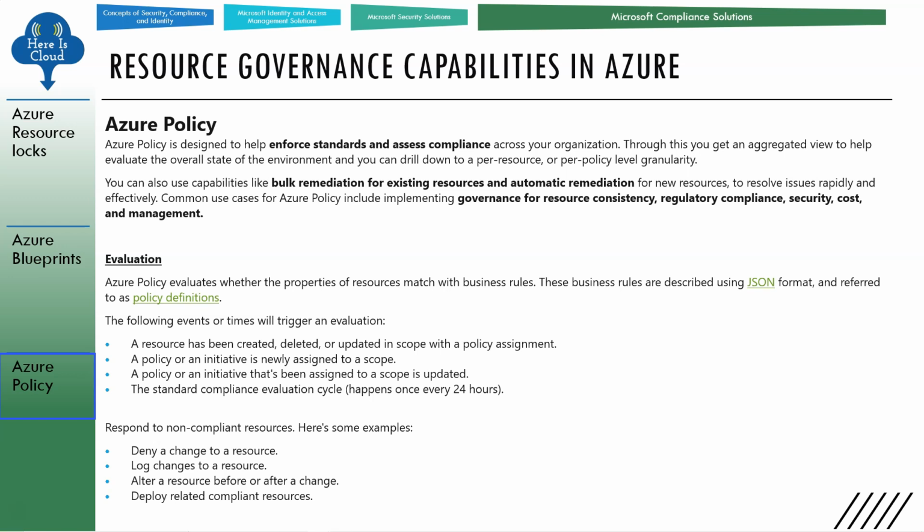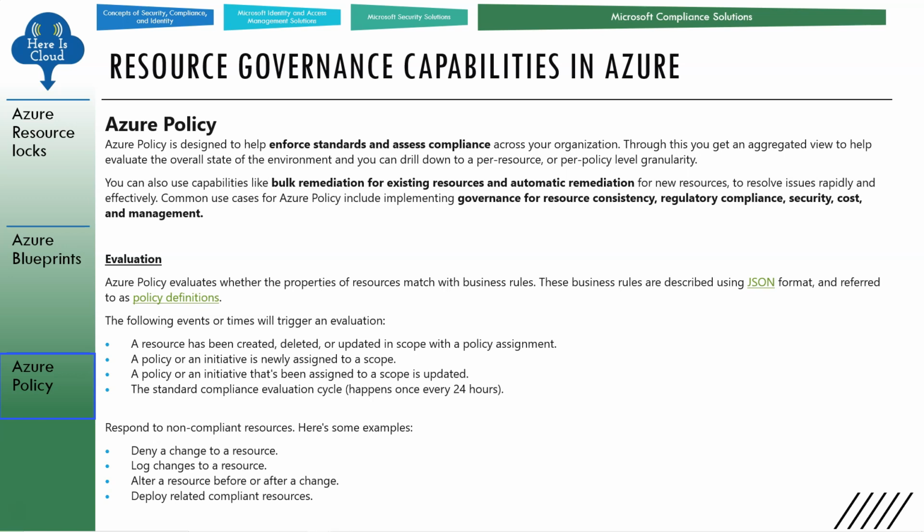So how does the evaluation happen? Azure Policy evaluates whether the properties of the resource match with business rules, and these business rules are in a JSON format and referred to as a policy definition. The following events or times will trigger an evaluation. For example, a new resource has been created, deleted, or updated in a scope with a policy assignment. Sometimes what happens, let's say the organization says, I want only this much configuration of a resource to be created or a VM to be created. So if someone tries to create a higher power VM, the policy will get triggered and stop the person. So this is how the policy helps.